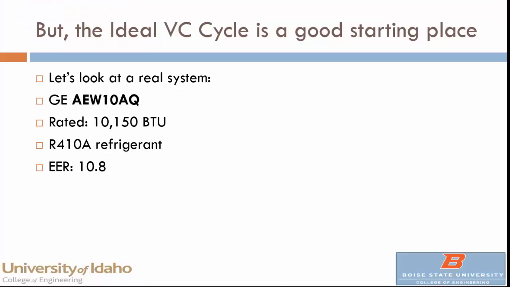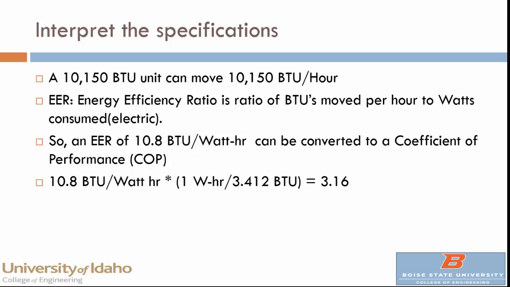So, as you recall, where we ended the last lecture is we pulled up a typical window air conditioning unit that you could buy at Home Depot or Lowe's or Sears, and it's the General Electric AEW 10AQ, and it's rated at 10,150 BTUs, has R410A refrigerant, and has an EER of 10.8. So what do those specifications mean?